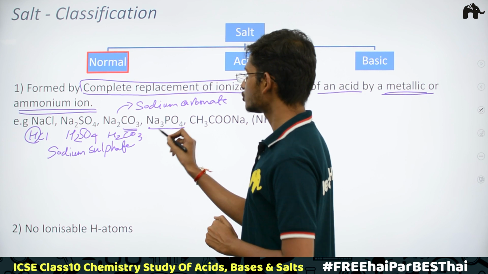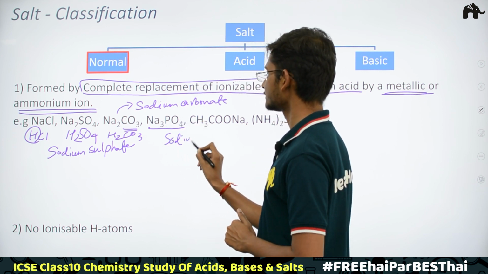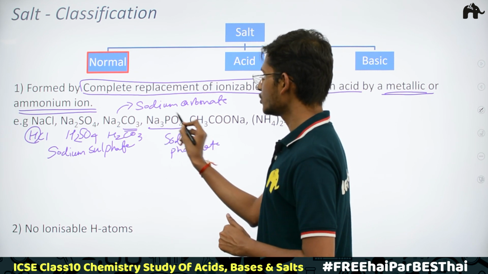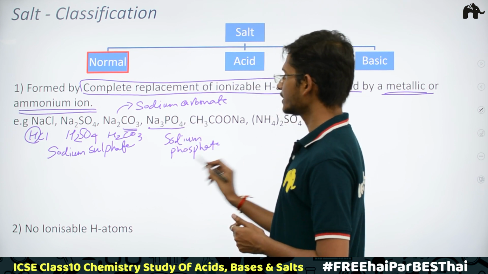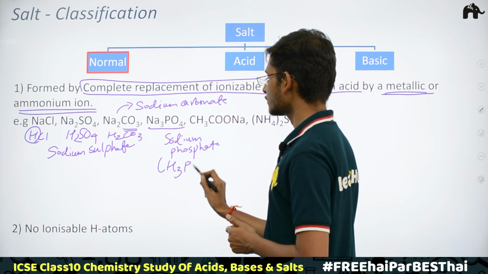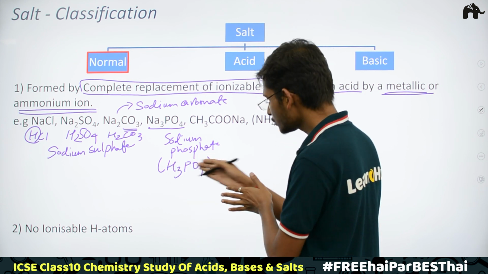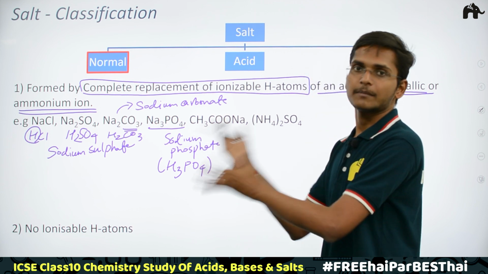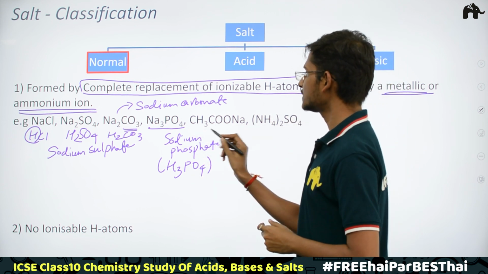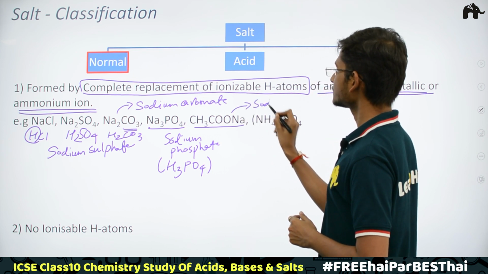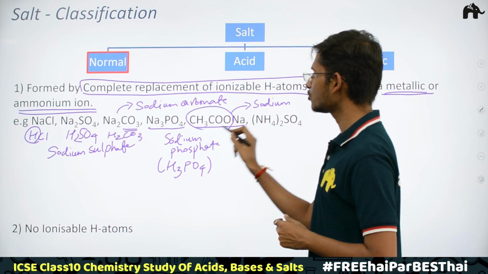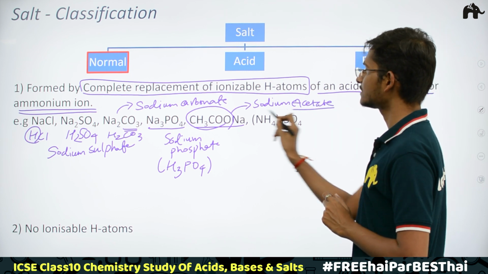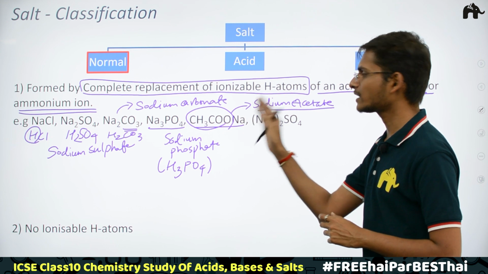Here Na3PO4, sodium phosphate. Now how am I naming it? Very simple. Sodium, and PO4 3 minus ion is phosphate, so sodium phosphate. Now it is formed by complete replacement of the ionizable hydrogen atoms of phosphoric acid. There are 3 ionizable hydrogen atoms of phosphoric acid, H3PO4. These are being replaced by 3 Na plus ions, completely. Then CH3COONa. So this is sodium, again sodium, and I have already told you CH3COO minus in the starting of this video. Acetate, sodium acetate, this is the name of this salt. CH3COO minus is acetate ion, so sodium acetate.